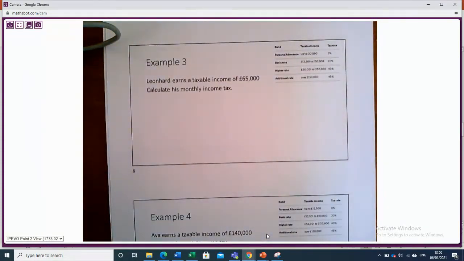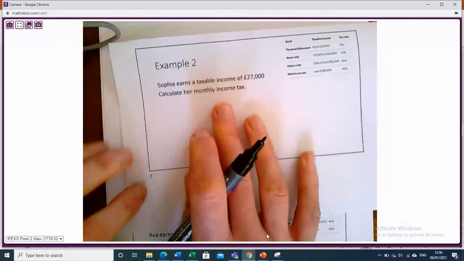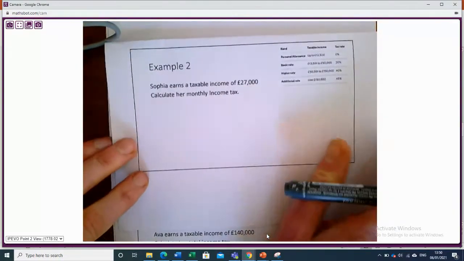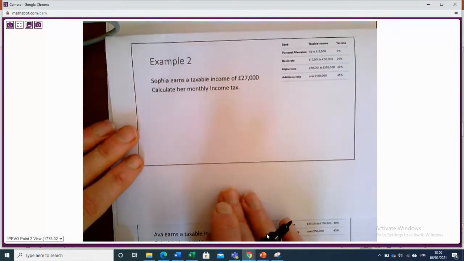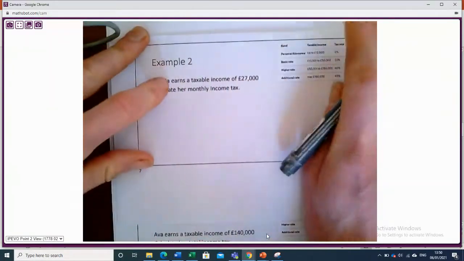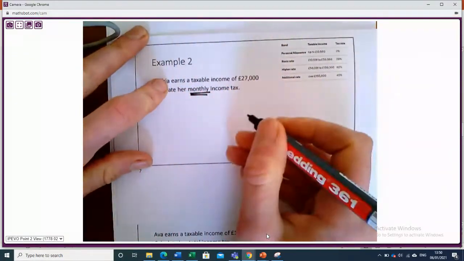Okay, going on to the next one. Example number 2 is Sophia. So Sophia earns a taxable income of £27,000. What is her monthly income tax?